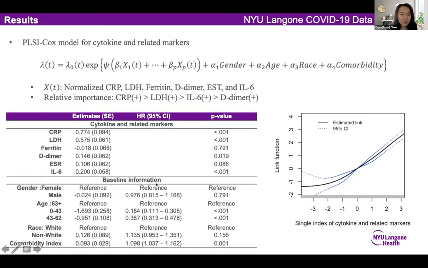On the left-hand side is the relative importance of each biomarker. When we look at the estimate column here, we can see CRP, LDH, and IL-6 are significant in the model. Among them, CRP has the highest relative importance compared to the other biomarkers, with a positive direction.